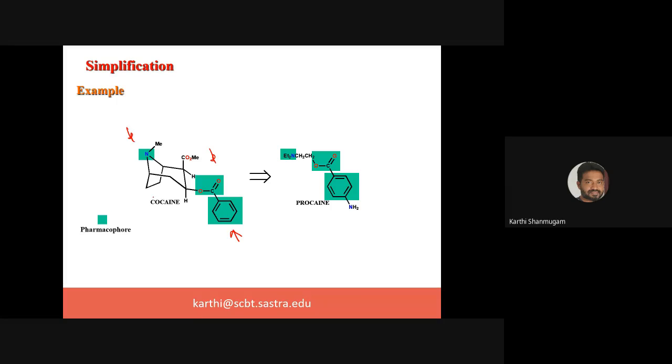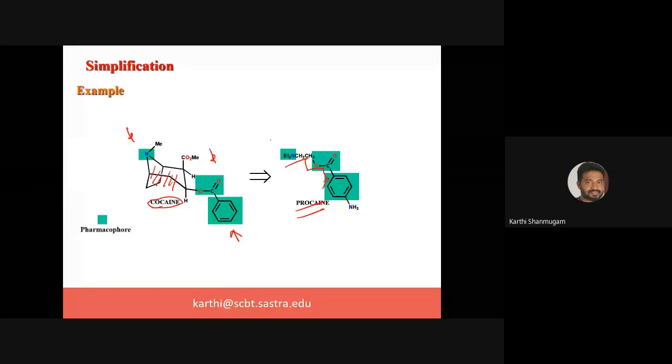Absolutely, this is a very complex structure. It will be very difficult for you to synthesize the natural compound cocaine. So what they did is, they completely removed this ring structure and made it a very simple linear structure like this. They came up with procaine. Since the pharmacophore feature is retained between cocaine and procaine, procaine also has a very similar effect to cocaine. This is an excellent example of simplification, right?